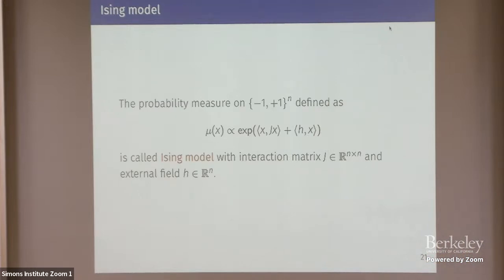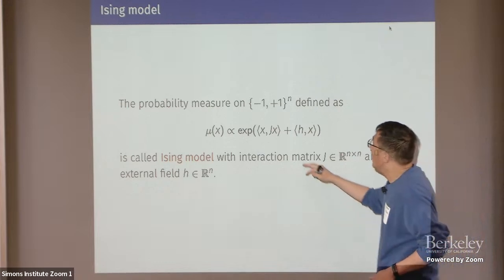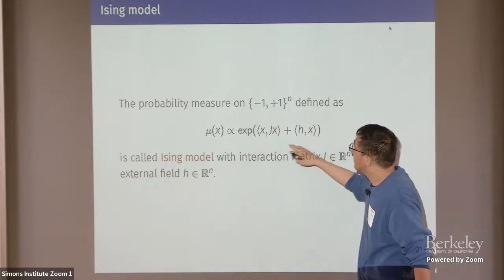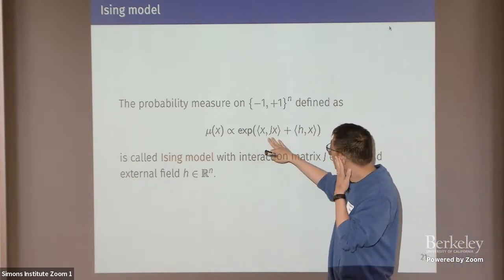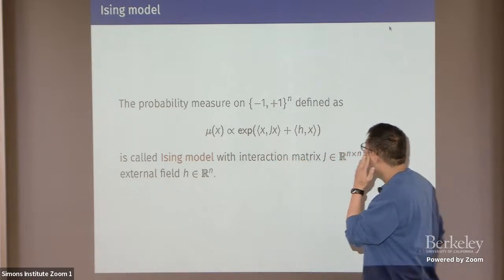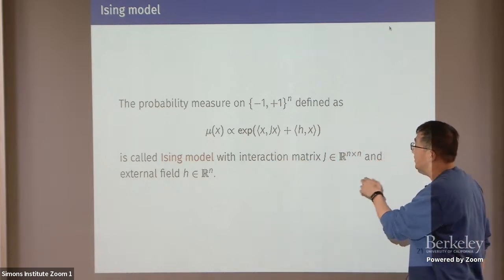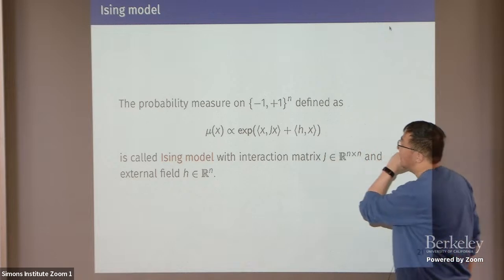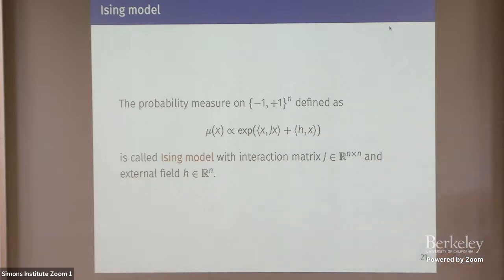Okay, let's take an example on this Ising model. The Ising model is a probability measure defined on a Boolean cube with some quadratic Hamiltonian. So it's proportional to the exponential of x transpose Jx plus h transpose x. J is the interaction matrix, and h is the external field.